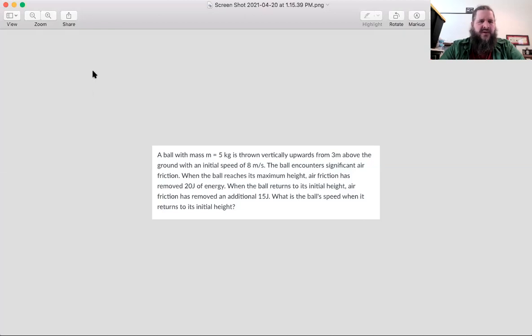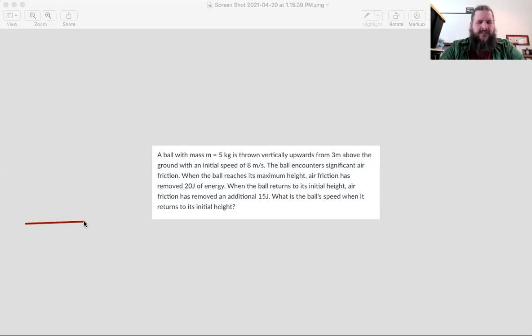So let's draw out a quick sketch of this. We've got, let's say, ground level. We've got the ball that starts off 3 meters above the ground. And let's label those, let's say y equals 0 and y equals 3.